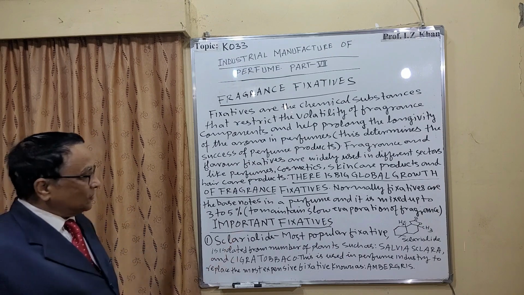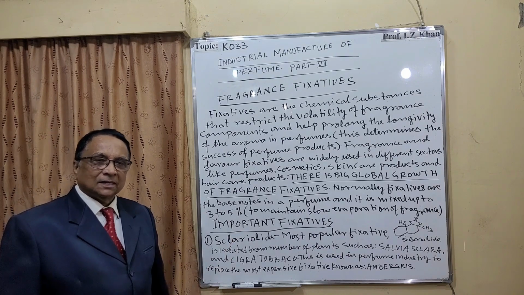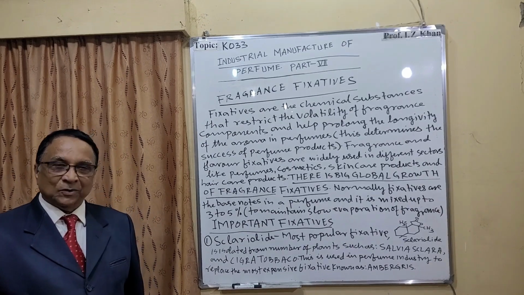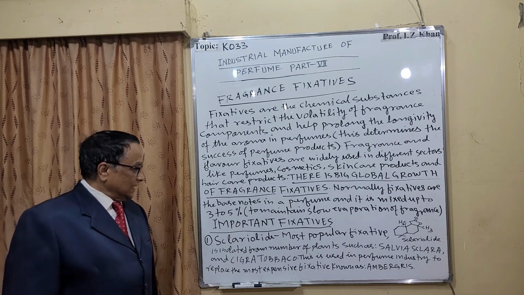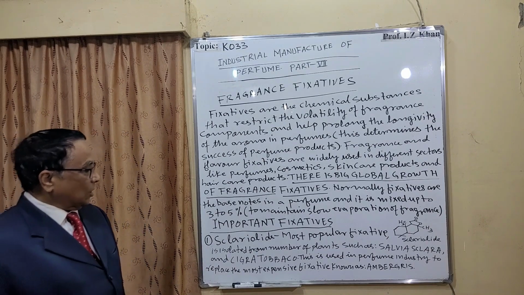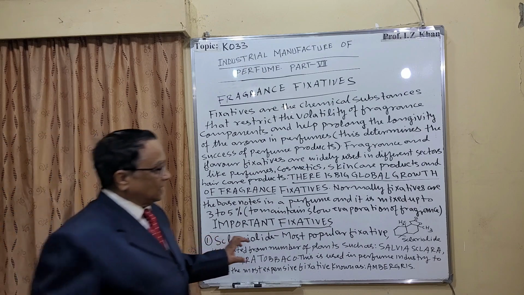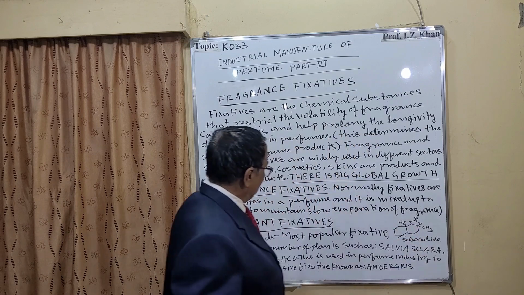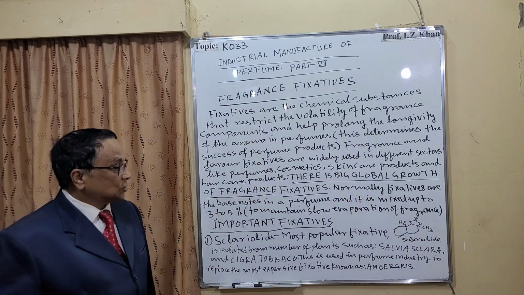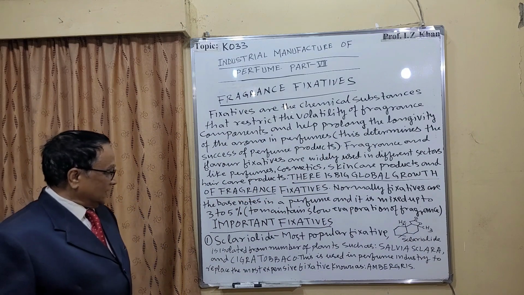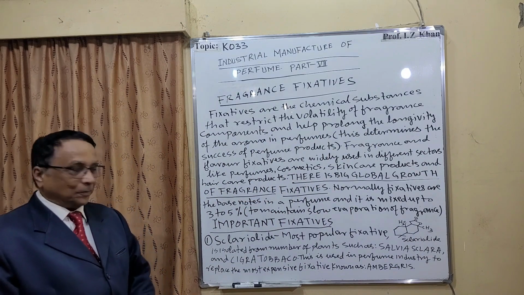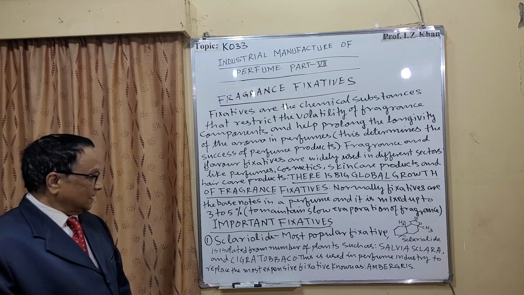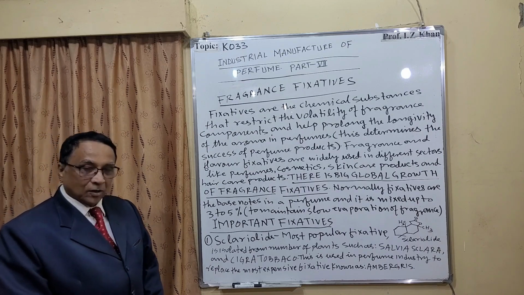So now I am going to mention some of the 7 or 8 most important fixatives for the perfume industry. Number 1 is called sclareolide. The structure of sclareolide is given here, and this is the most popular fixative. It is isolated from a number of plants such as salvia sclarea and cigar tobacco.